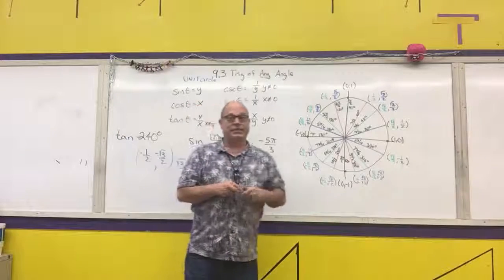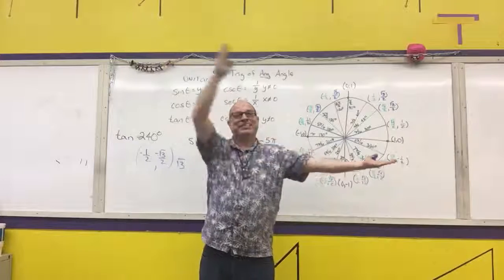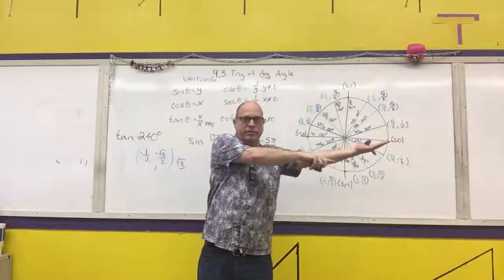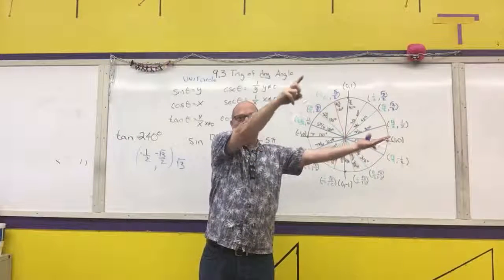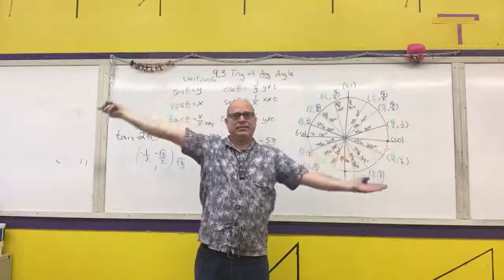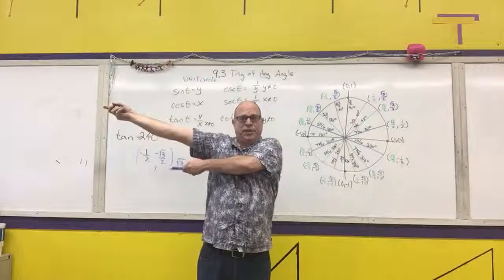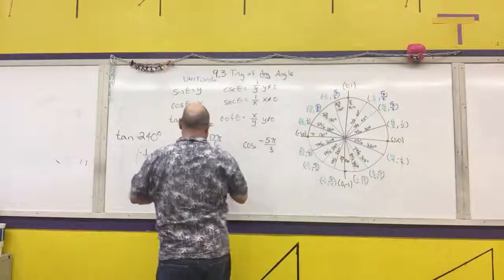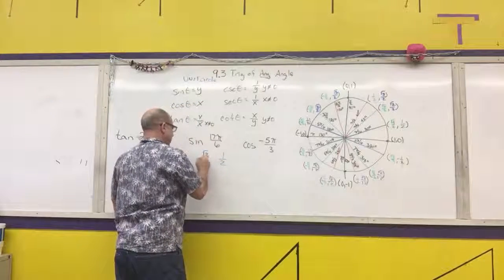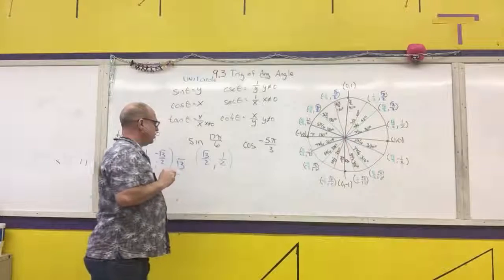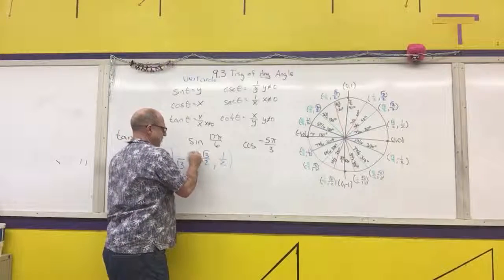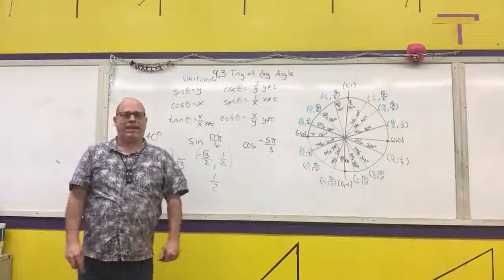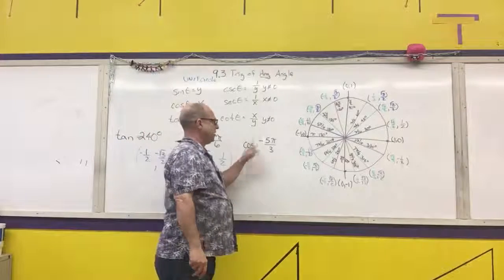So 17 pi over 6. I start out here at 0. 6 pi over 6 is pi. So that's 6, 12, okay, 13, 14, 15, 16, 17 pi over 6. So that's what my angle looks like. The y is short, the x is long. I am in quadrant 2, so y's are positive, x's are negative, and my sine is going to be the y coordinate, or 1/2.